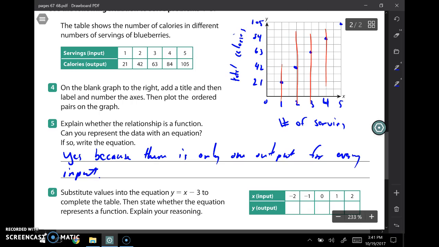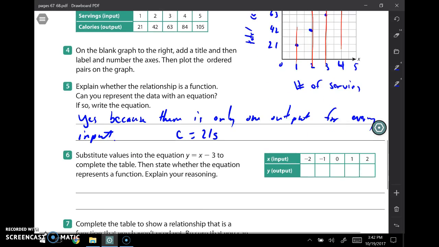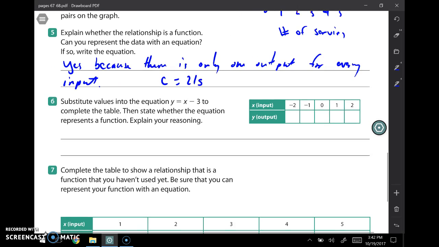You can also say it passes the vertical line test, and the equation is calories is equal to 21 calories per serving. You can check your work. If you chose 4 servings, 4 times 21 is 84. 1 times 21 is 21. So there is an equation. So not only is it a function, it has a constant rate of change of 21 calories per serving.